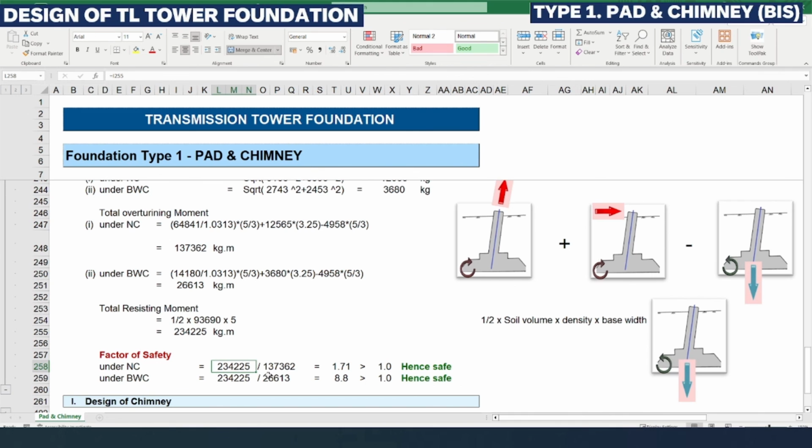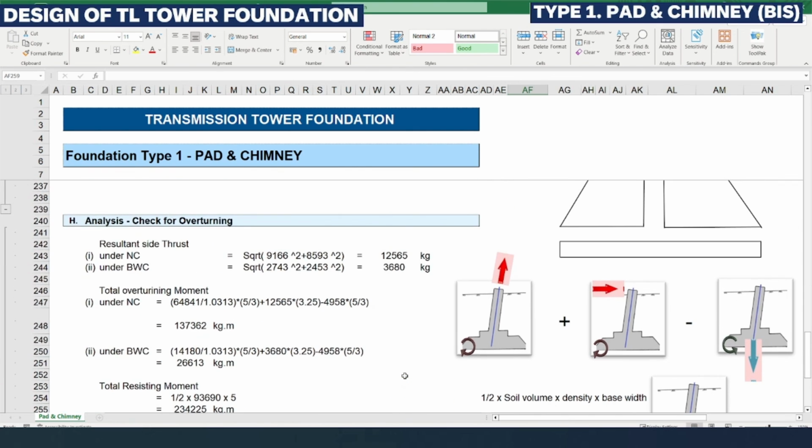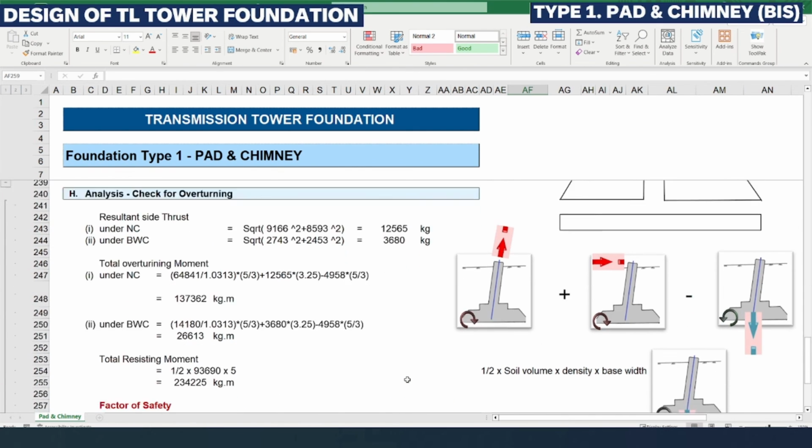Under normal conditions this equation is very simple. We divide this 2342225 by 137362 and we get 1.71, which is greater than 1, hence it is safe in normal conditions. For the broken wire condition we do the same: 2342225 divided by 26613, we get 8.8, which is also greater than 1. So the broken wire condition is also safe. This is the overturning check.